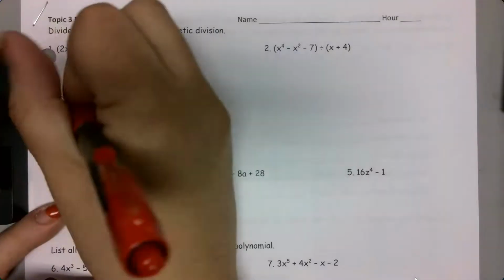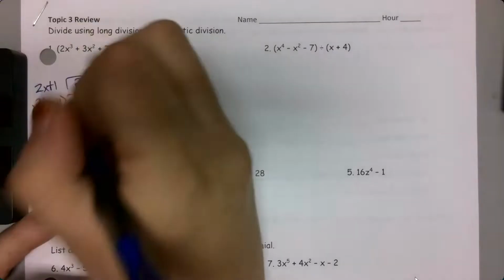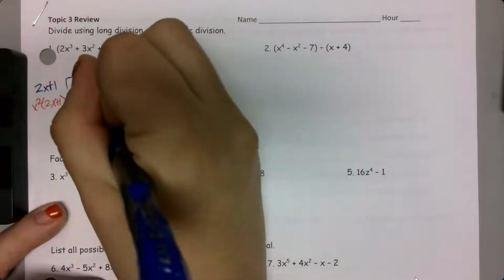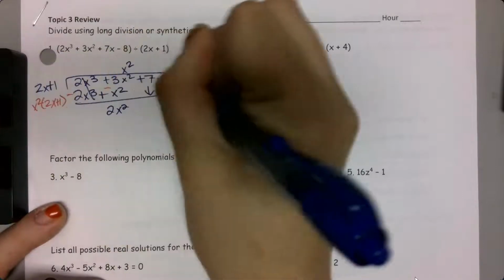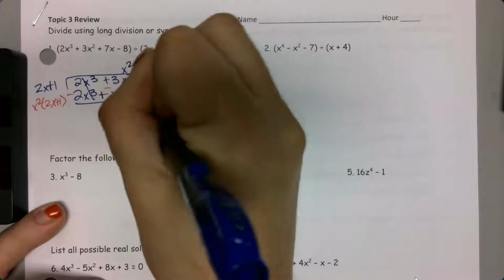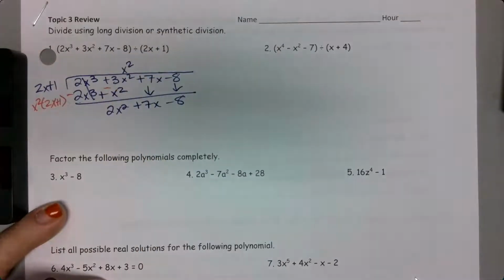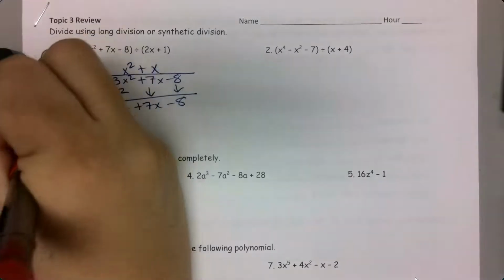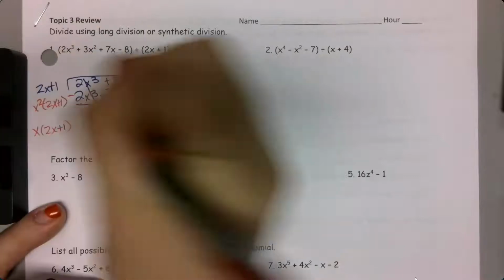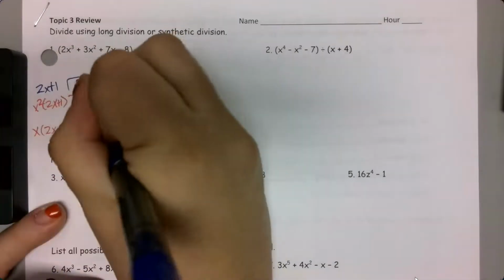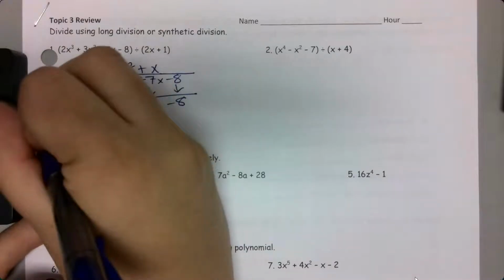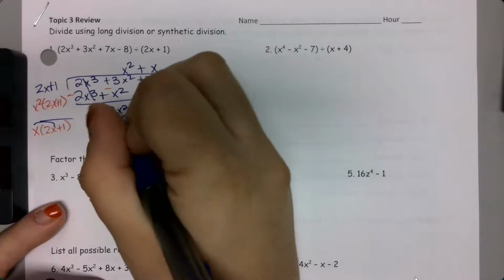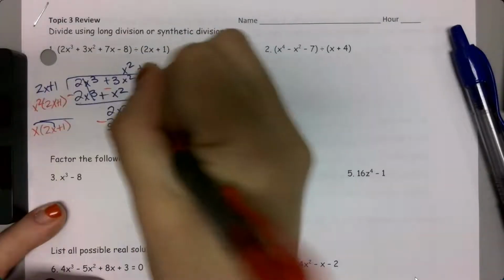Then I want to go ahead and change my signs. This one's going to cancel out. 3x squared minus x squared is 2x squared. Everything else drops down. I want to turn 2x squared into 2x squared, so I'm going to be multiplying by an x, and I write that up top. I'm going to take x times 2x plus 1, which is going to give me 2x squared for my first term. X times 1 is x. And then I change my signs first, and then I add down.